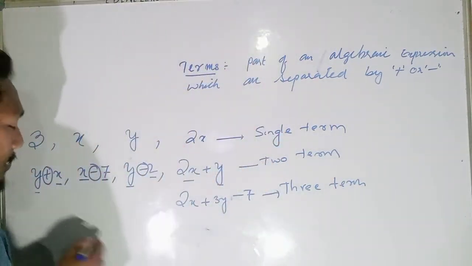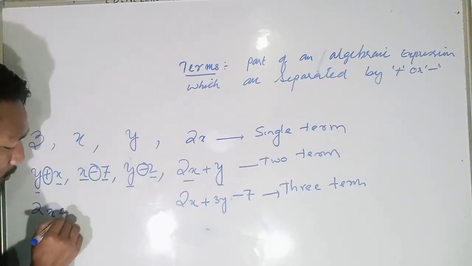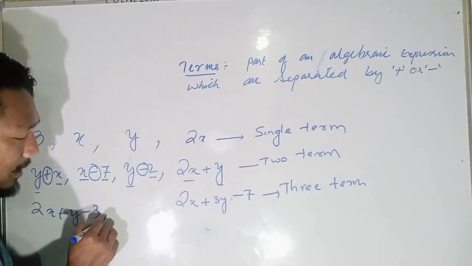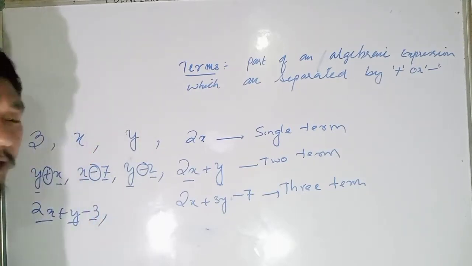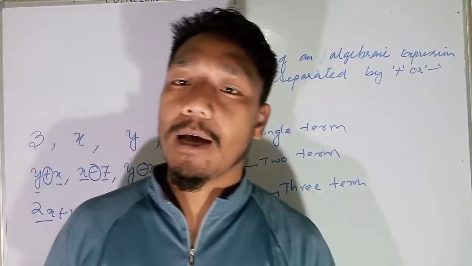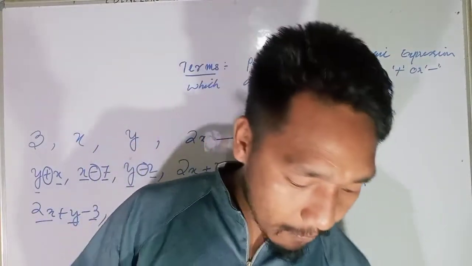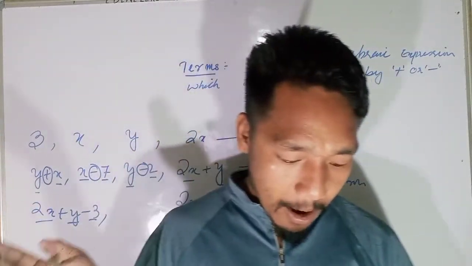Now if the terms are, let's say, 2x plus y plus minus 3, then this is called 1, 2, 3. We have three terms. So mostly the terms are separated by the positive and negative signs, that is, plus and minus.